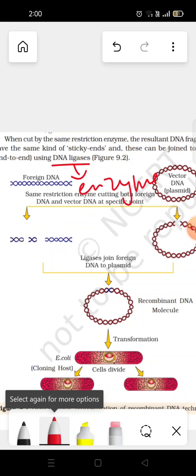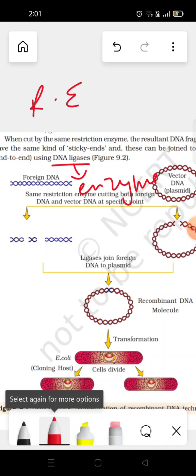It says when cut by the same restriction enzyme. It means the enzyme, for example, let's say RE, restriction endonuclease. If we use restriction endonuclease enzyme on both the foreign DNA and the vector DNA, then the resultant DNA fragments we will get will produce the same kind of sticky ends. It means if we cut both of the DNA with different restriction enzymes, then it will produce different kinds of ends and it will be very difficult to ligate them, to attach them or to stick them.